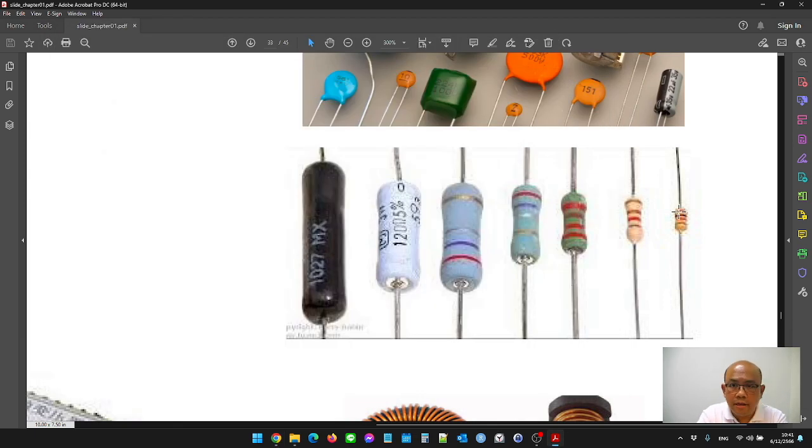The size of the resistor is related to the power the resistor can tolerate. This resistor is, I think, over 1 watt. This is a very small resistor, maybe only 0.2 watt, and here maybe 0.5 watt, and here maybe 1 watt.